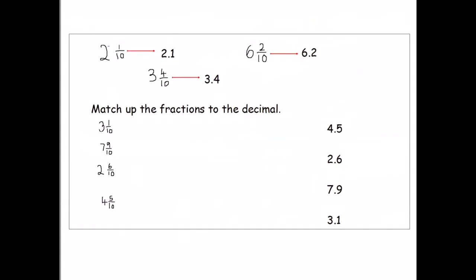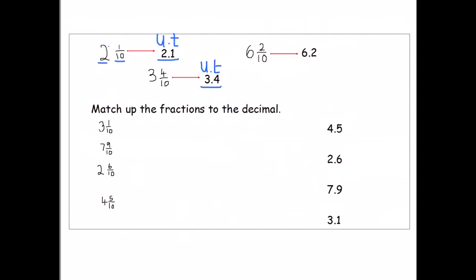Here we have a few examples before we can attempt the questions. So 2 and 1/10 is 2.1. And let's look at why that is the case. That is my units, the 2, and my 1 is in the tenths column. So 2 and 1/10 is 2.1. Then we have 3 and 4/10. So again, my units, my whole numbers, there are 3 of them, and I have 4/10, 3.4.